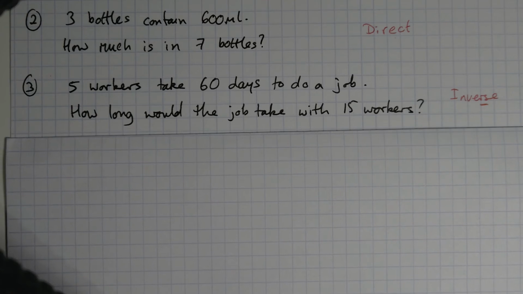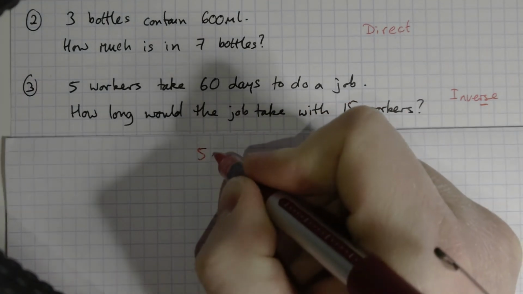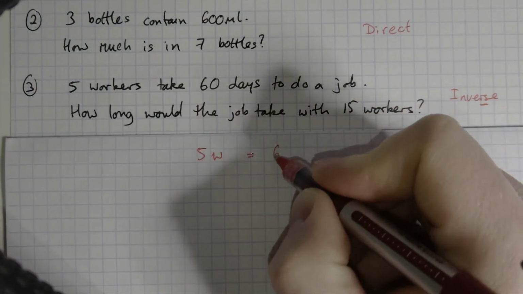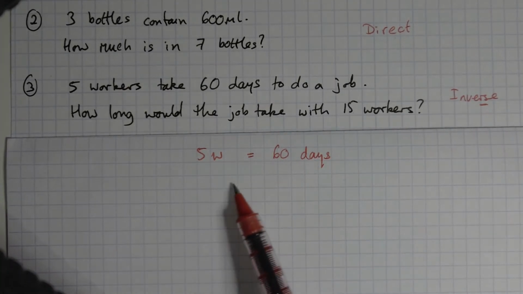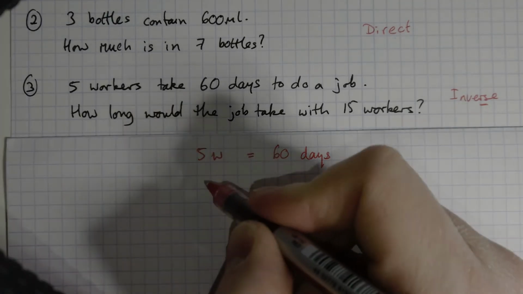Right, let's actually deal with this question then. So I've got 5 workers can do the job in 60 days. Now, eventually I want to write 15 workers equals, but I'm going to use the same method as before.